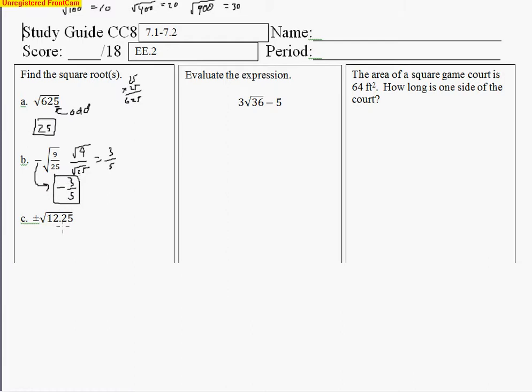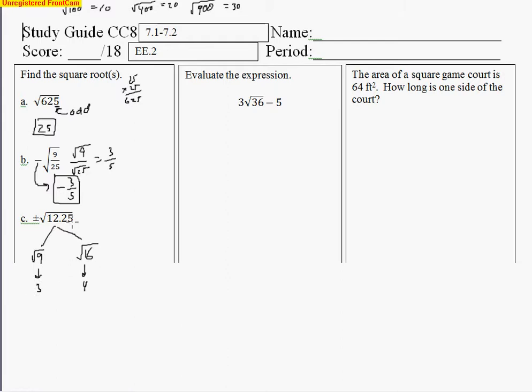12.25 looks like a really tough problem, but here's what I would do. Find the numbers it's between, kind of like what we did here, where I found that the square root of 625 was between the square root of 400 and 900. So here I see that for 12.25, the perfect squares that are smaller or bigger than it are these. The square root of 9 is 3. The square root of 16 is 4. So I know the answer is between 3 and 4.